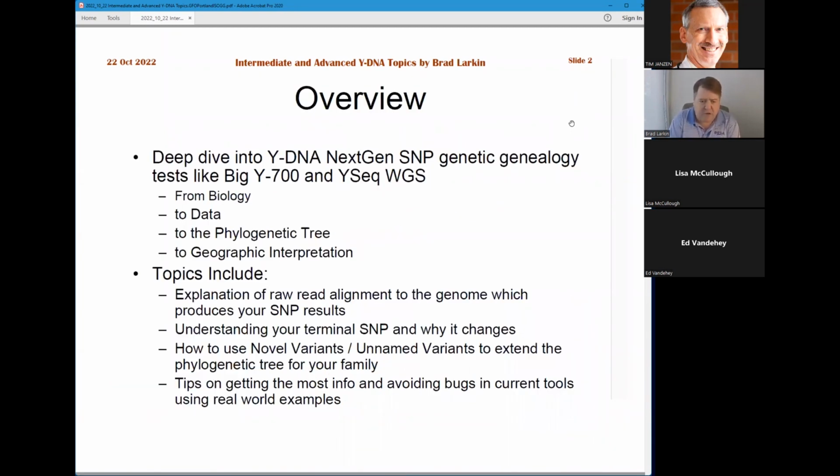So we're going to do a deep dive into Y-DNA Next Gen testing for tests like Big Y-700 and the YSeq WGS product. We're going to go from biology to data to the phylogenetic tree to geographic interpretation. The topics include raw read alignments to the genome, which produces your SNP results, understanding your terminal SNP and why it changes, how to use novel, unnamed variants to extend the phylogenetic tree of your family, and tips on getting the most info and avoiding bugs in current tools using real-world examples.